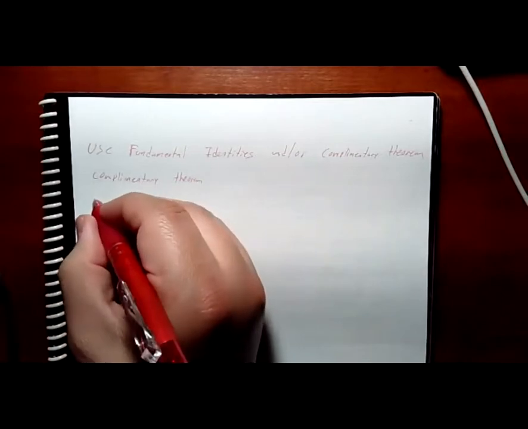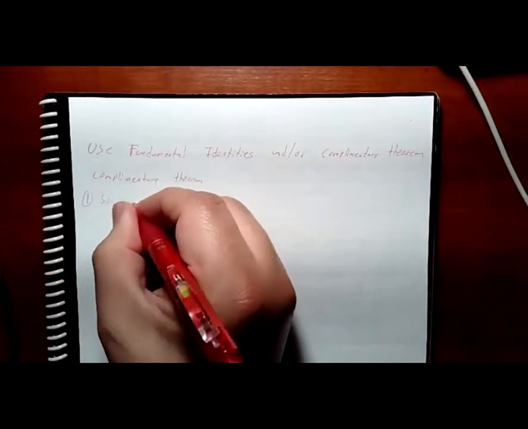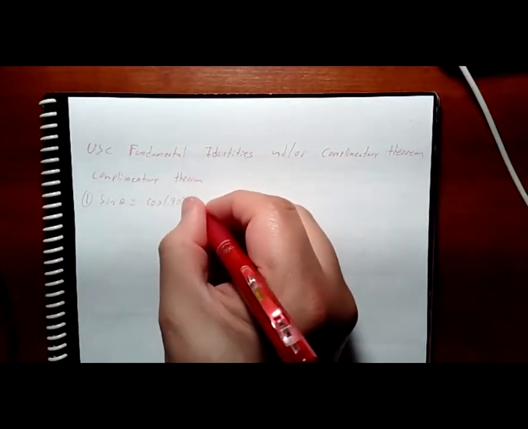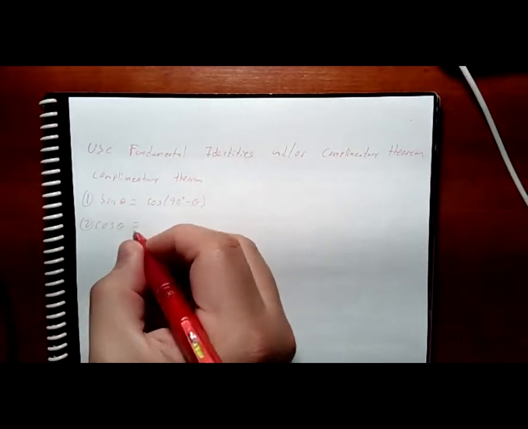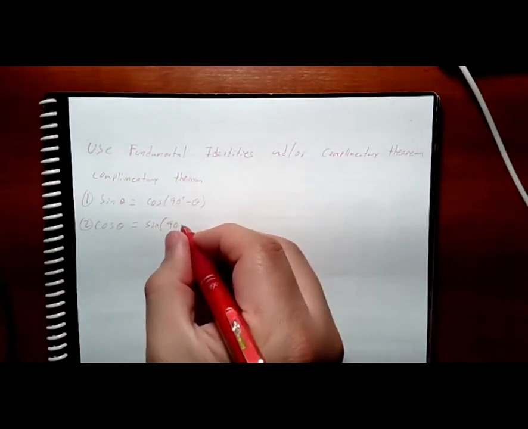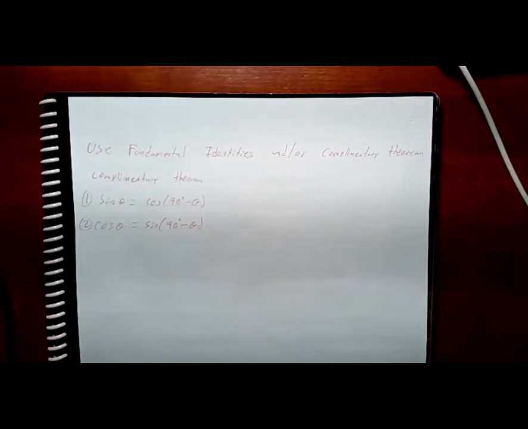It's going to be, so the first one is that sine of theta is equal to cosine of 90 degrees minus theta. Cosine theta is equal to sine of 90 minus theta. Okay. Which means you can switch back and forth depending on what you need using the given theta.